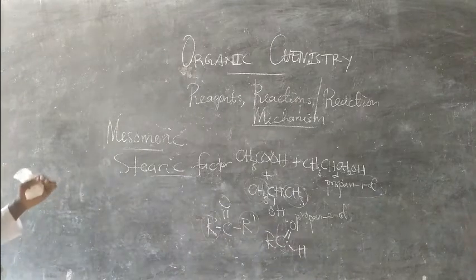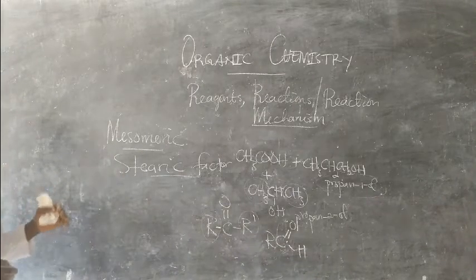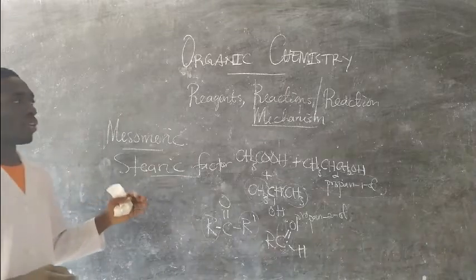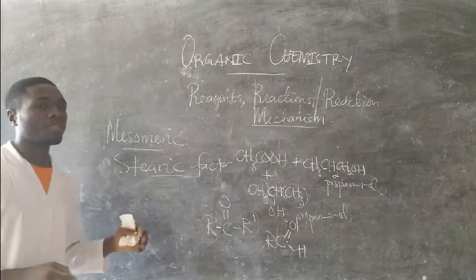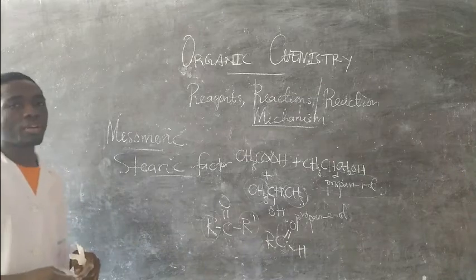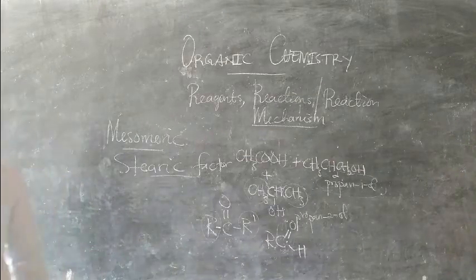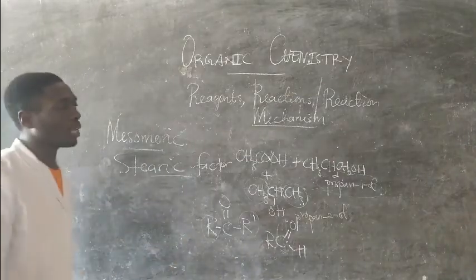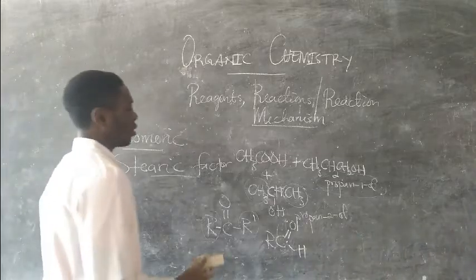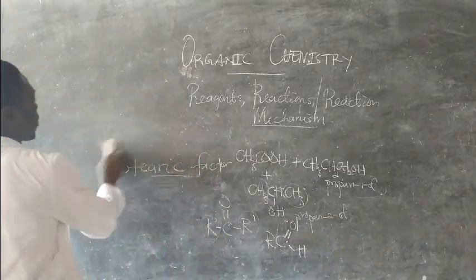So we have looked at the 3 factors which can affect a chemical or an organic reaction. We have talked about the inductive effect, the mesomeric effect, and the steric factor. And we have seen the examples where we can apply the steric factor for explanation.